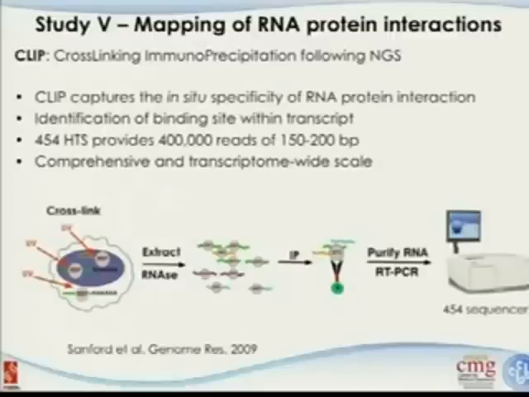The next study is our study, in collaboration with Jeremy Sanford at University of California, Santa Cruz. It's a study of the mapping of RNA binding proteins. Here we are not really doing ChIP-seq. It's called CLIP-seq. CLIP stands for cross-linking immunoprecipitation followed by sequencing. What happens is very similar to ChIP-seq, but rather it studies the protein-RNA interaction, not the protein-DNA interaction.